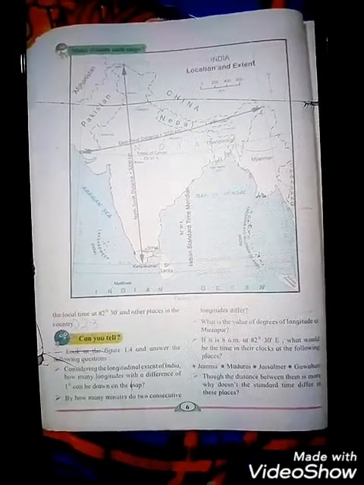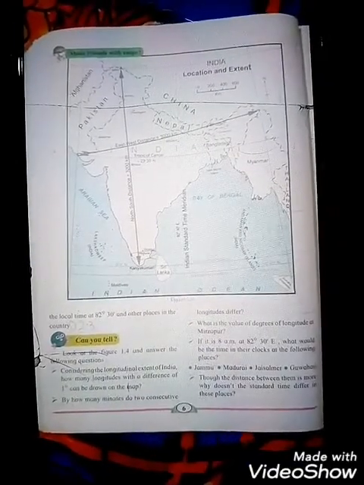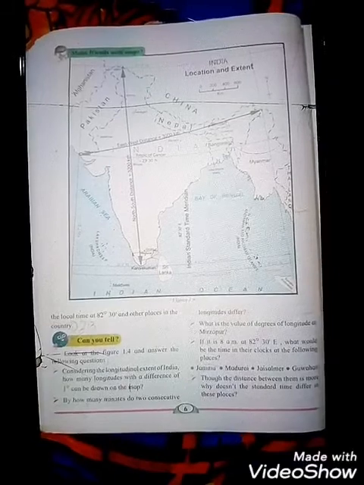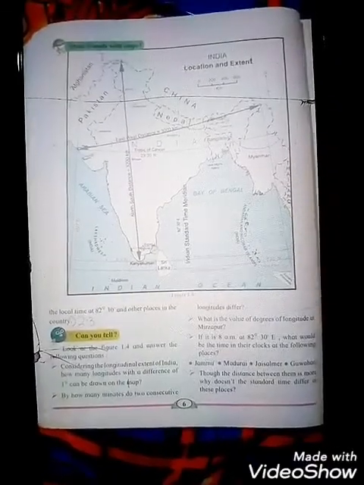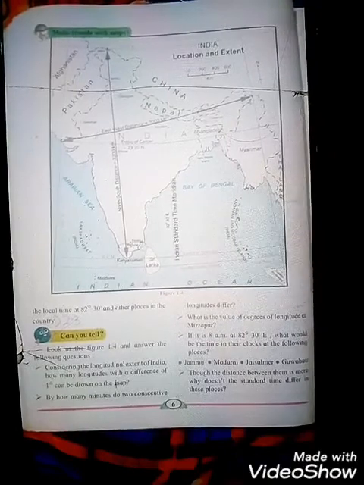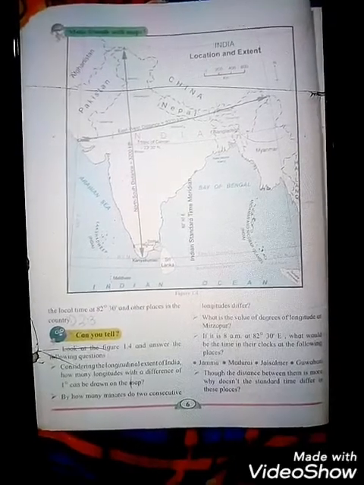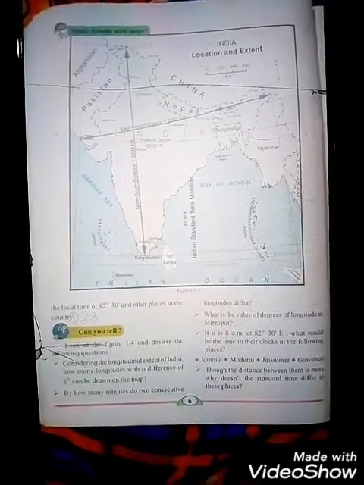Afterwards, if it is 8 a.m. at 82 degree 30 east, what will be the time on the clock at the following places? Jammu, Madurai, Jaisalmer, Guwahati, all these places are there. See that in India the time at 82 degree 30 is considered as standard time. Okay, that means the standard time of India. Because of that, the same time will be considered everywhere in India. It will not change.